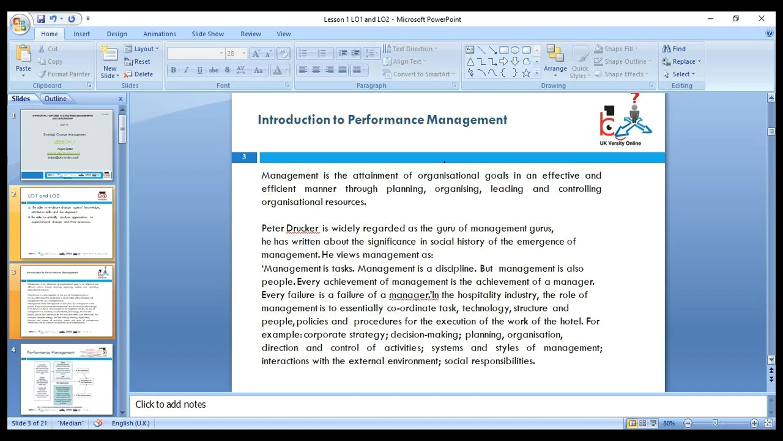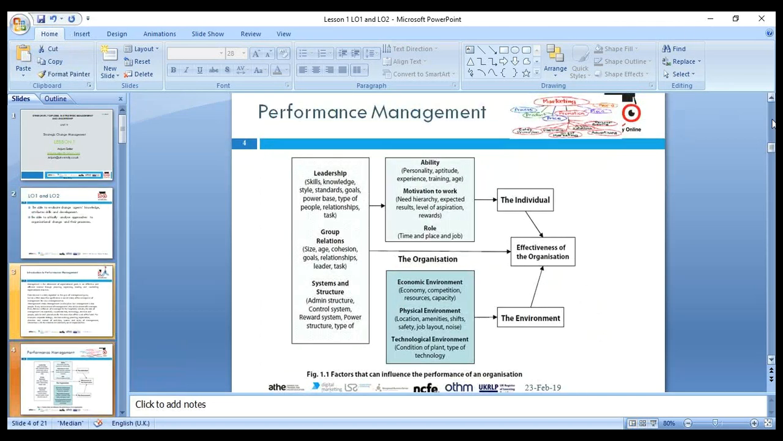In the hospitality industry, the role of management is essential: coordinating technology, structure, people, policies, procedures, all we need to look around. For example, corporate strategy, decision making, planning, organizing, all of this managers need to deal with and manage. If we don't manage it, what makes performance? When we want to change something, we act as an agent, because managers are the agent of shareholders. Ultimately the shareholders are the owners of the business. They select the directors, and the directors select the management. So we need to look at what makes performance management.